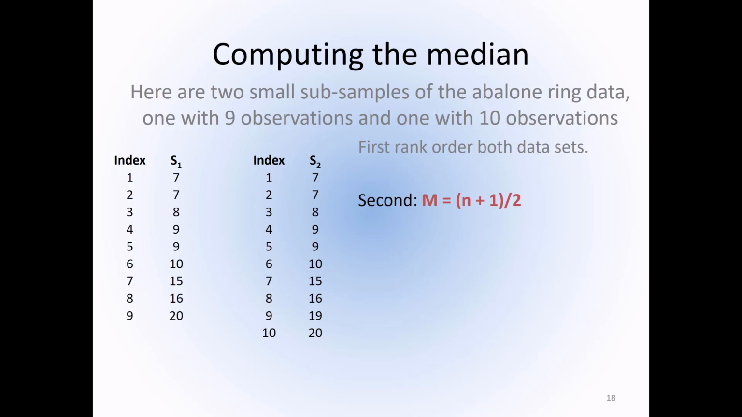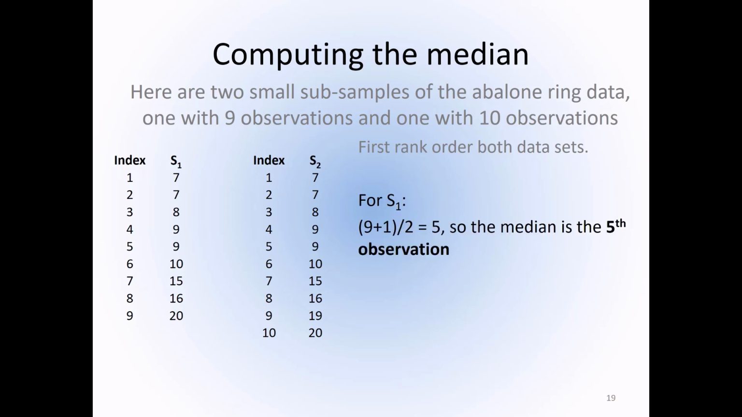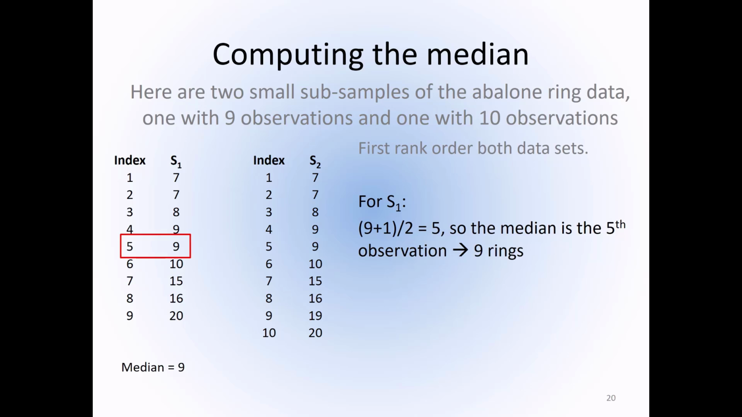Next, we're going to use the following formula that we're now familiar with to calculate our median, and this is going to give us the observation number, not the median itself. So for our first subsample, we've got 9 different observations, so we put that into our respective formula. So the median is going to be the value of the 5th observation. So in this particular case, that number is 9. So our median value for our first subsample is 9.